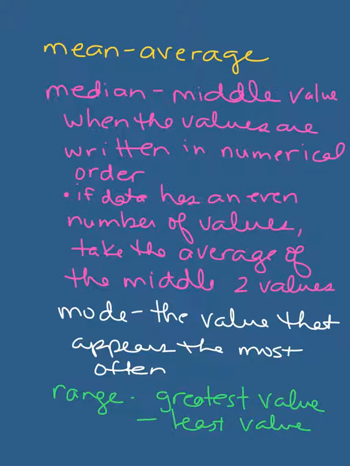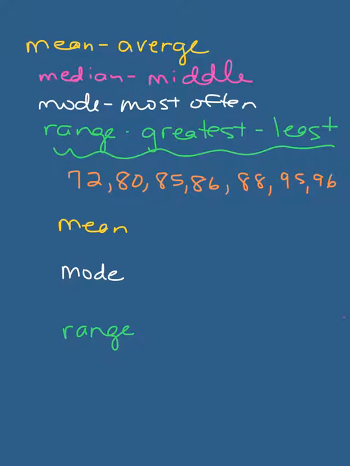The mode is the value that appears the most often, and the range is when we take the greatest value and subtract the least value. Get some practice with these terms using a set of data.